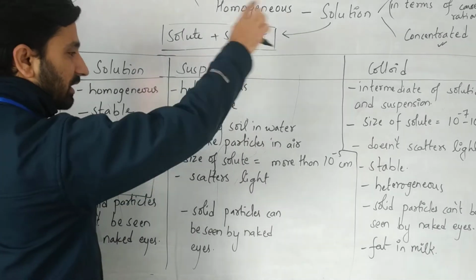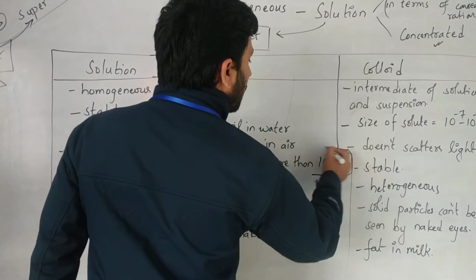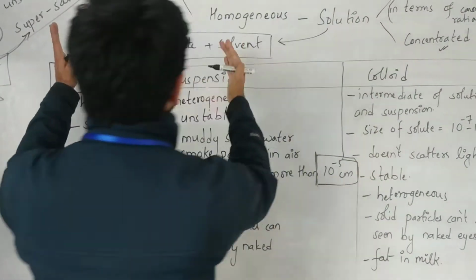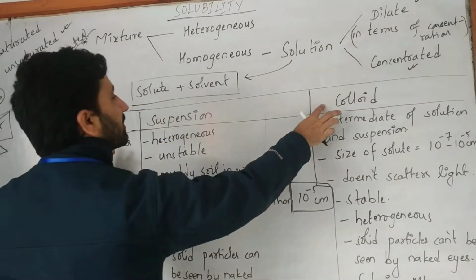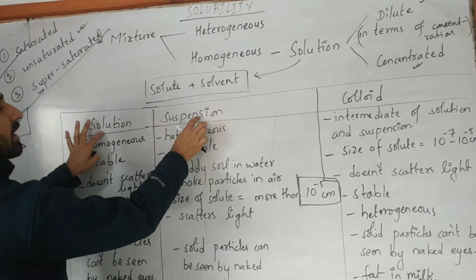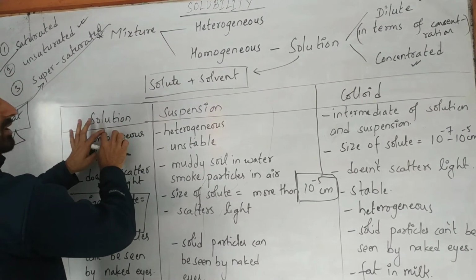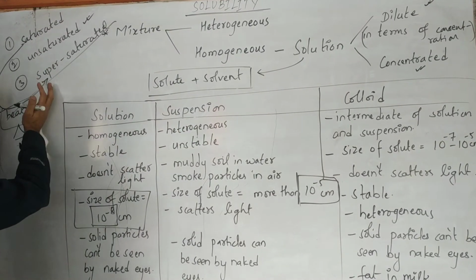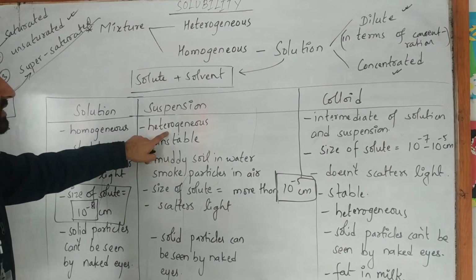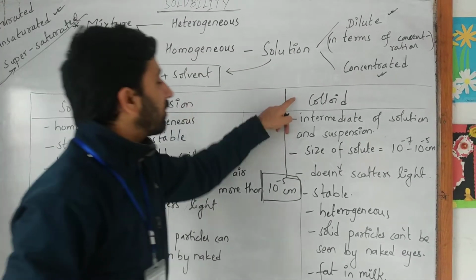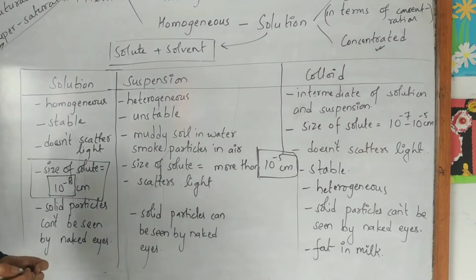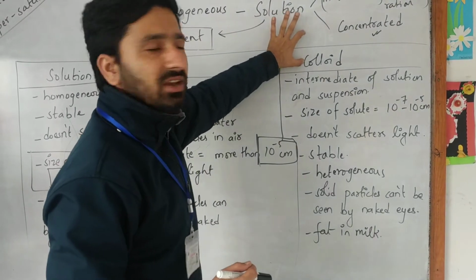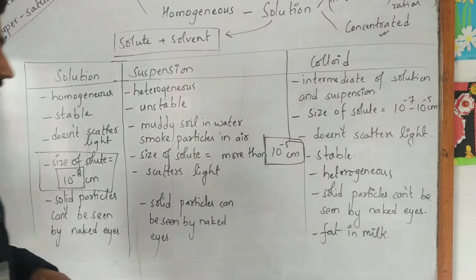In suspension, if the particle size is more than 10 to the power minus 5 centimeter, that means solid particles are greater here. And colloid means intermediate. Remember one thing, colloid is the intermediate of solution and suspension. Regarding solution, we have studied everything here. Solution is homogeneous. Suspension is heterogeneous. Whereas colloid, though it seems homogeneous, is a heterogeneous mixture.